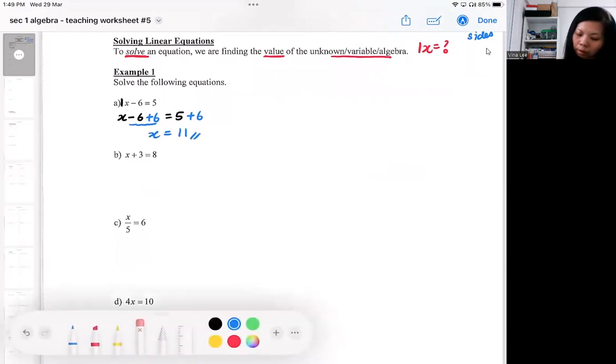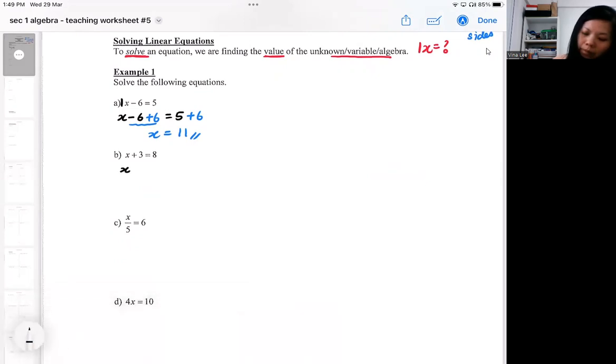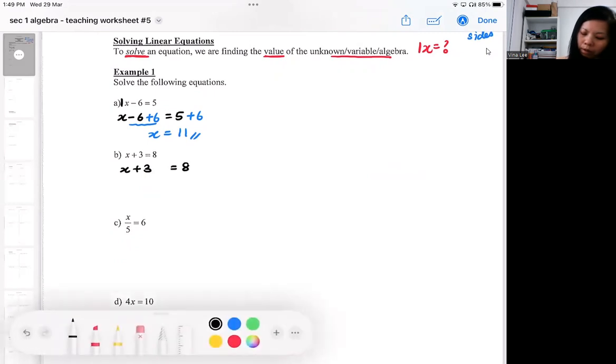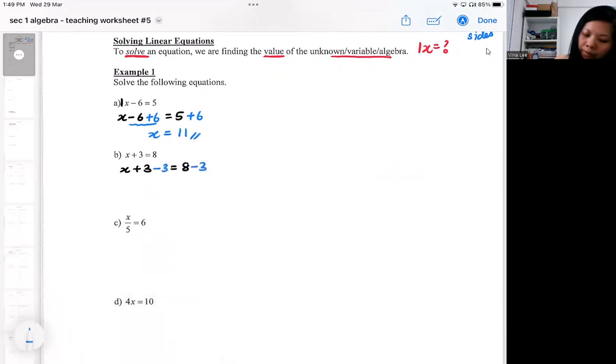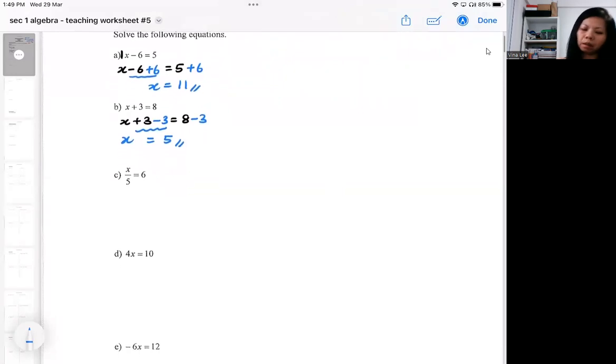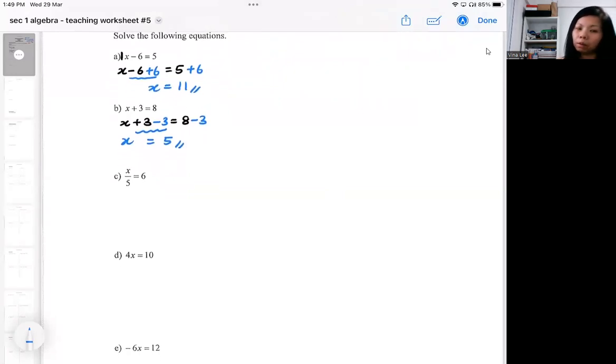In the next one, you would like to isolate your x. How can I isolate your x? I want to get rid of the 3. So I'm going to minus 3 on both sides. This part becomes a 0. So I end up with 8 minus 3 equal to 5. Basically you keep adding or keep subtracting, or you keep multiplying on both sides or keep dividing on both sides.